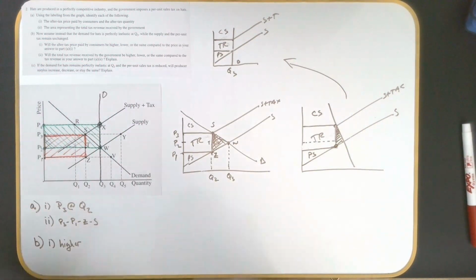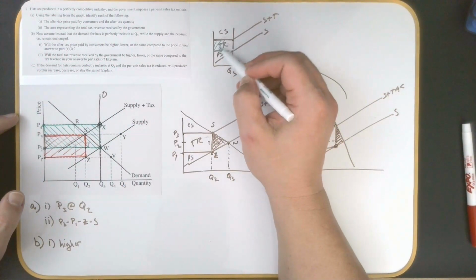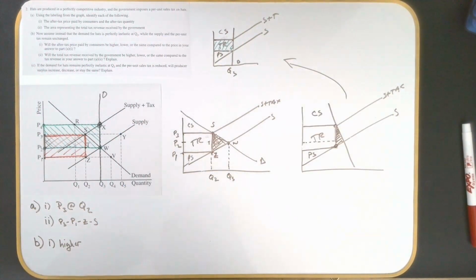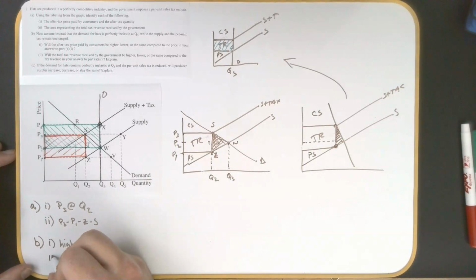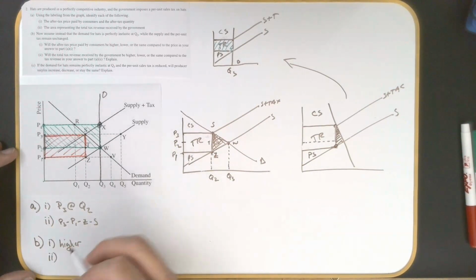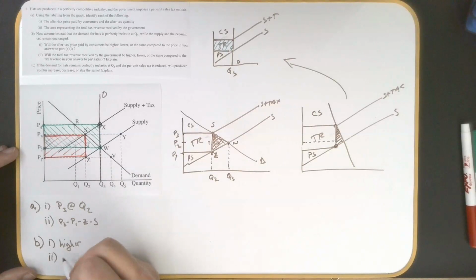It would be green right there. So that one's representing this one right here. Okay, so that's what I'm saying. All right, so my conclusion there is going to be, is the after-tax revenue higher, lower, or the same? My answer is going to be higher or greater, and explain.